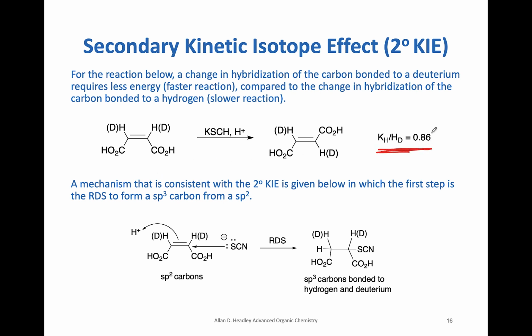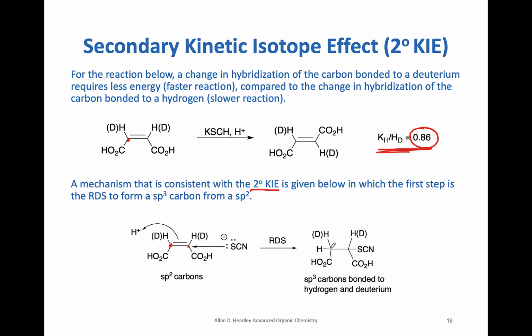Inverse isotope effect because this is less than unity. Secondary because the hybridized state here does not change, there's no CH bond breakage in going from reactants to product. So therefore it's a secondary KIE. So the mechanism is, here is our sp2 carbon. As you can imagine here, the SCN, which is a nucleophilic reagent, attacks this carbon here, or either one because it's symmetrical, to give this.